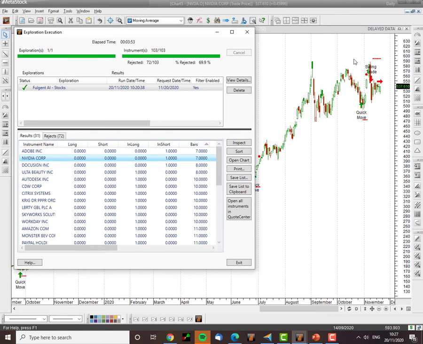But this is a double bottom base, and there is downside risk if it loses this trend line support here in any case. But we'll see how the AI changes. I would like to buy Nvidia for the long term, or the medium term at least, but we'll see when the next buy signal comes through.